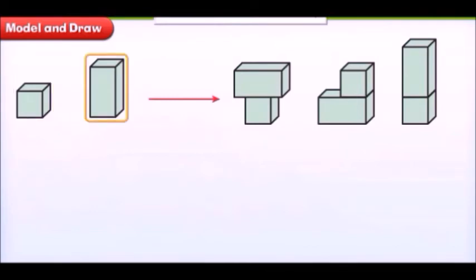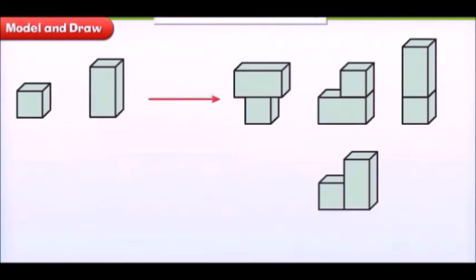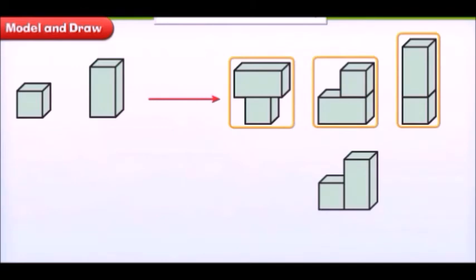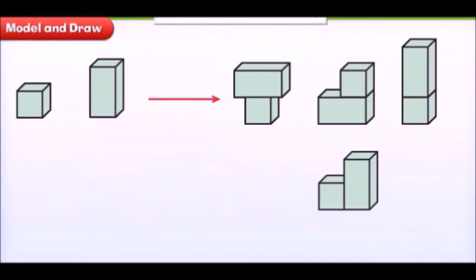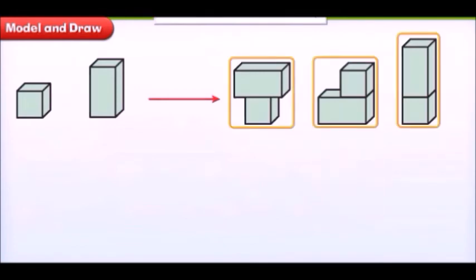Now what if we put the cube and the rectangular prism side by side? Which of these three shapes does the new shape look like? If you thought it's this one, it's correct. These two shapes are the same. These are three different shapes you can make by putting a cube together with a rectangular prism.